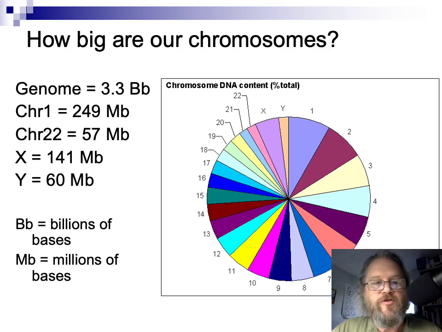How big are our chromosomes? Chromosome 1 is the largest. Chromosome 22 is the smallest. This is the number of bases, in millions of bases: 249 million base pairs. The Y chromosome is small also, but it's not the smallest. Chromosome 22 is.